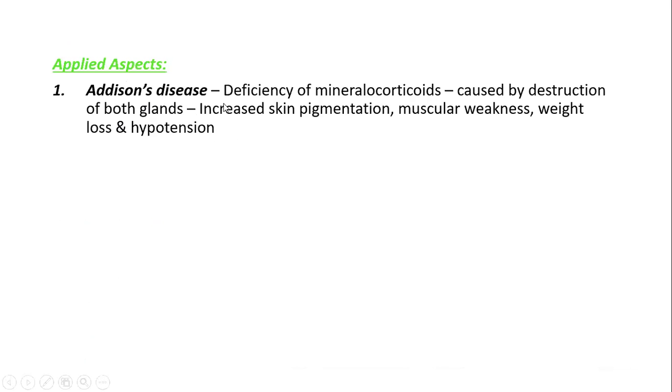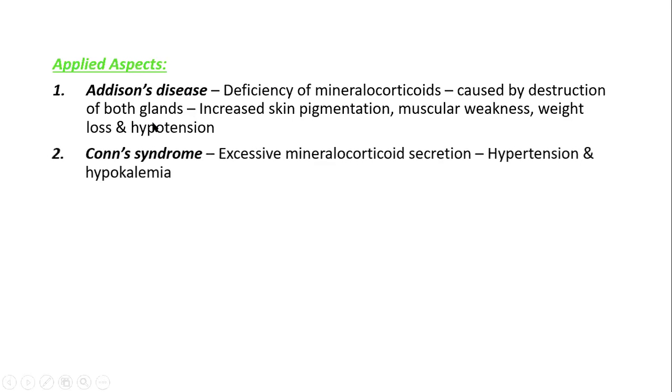But if both the glands are destroyed, then it can lead to this condition called Addison's disease. And how will this be represented? It will be represented clinically by increased skin pigmentation. Patients with Addison's disease will have increased skin pigmentation, muscular weakness, weight loss, as well as hypotension.